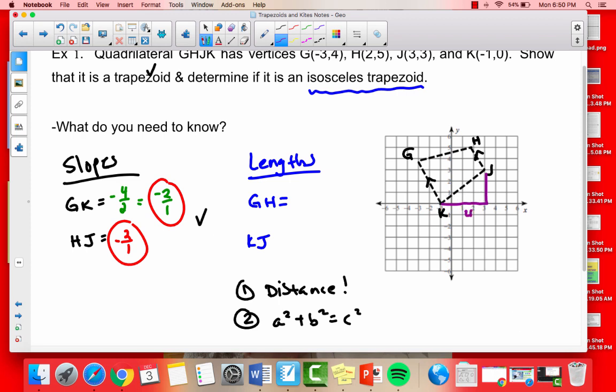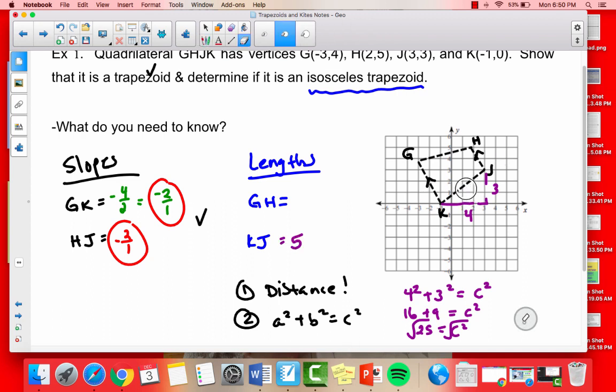So I went over 4 and up 3, and I'm going to plug that into my formula. So I'm going to have 4 squared plus 3 squared equals c squared, and I'm looking for my length of KJ. So I get 16 plus 9 equals c squared. That's 25 equals c squared. And then if we take the square root of both sides, we get that the length of K to J is 5. So that's the length there. And then I can do the same thing.